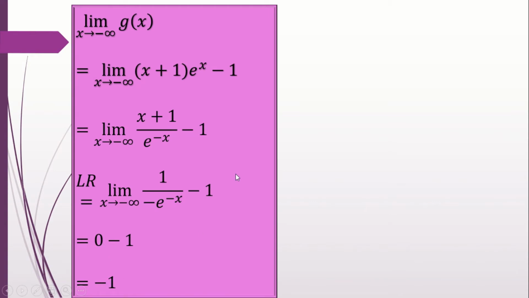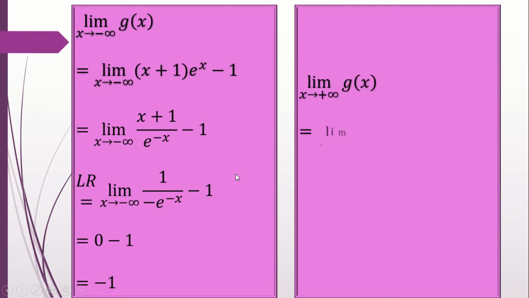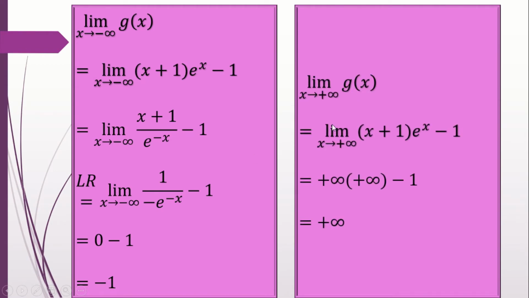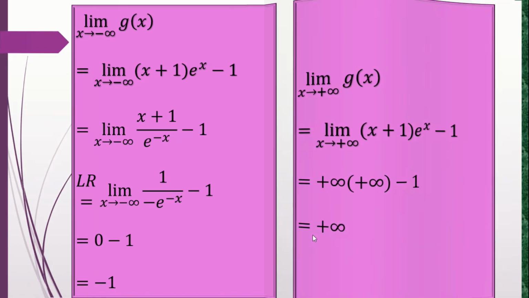Now let's calculate the limit of G of x as x tends to plus infinity. Here it is much easier. We can say that the limit at plus infinity of x plus 1 is plus infinity. Also exponential x tends to plus infinity as x tends to plus infinity. So it's plus infinity minus 1, which gives us plus infinity.